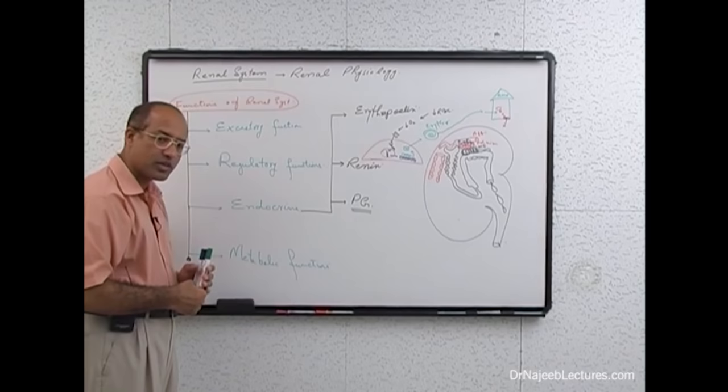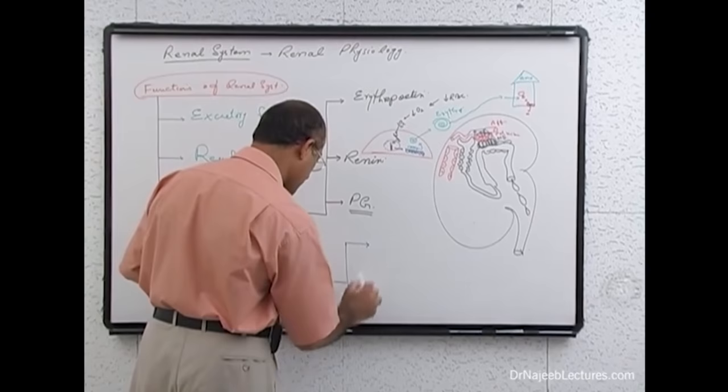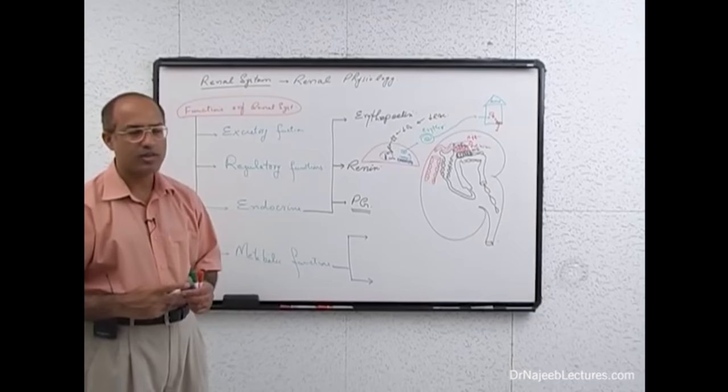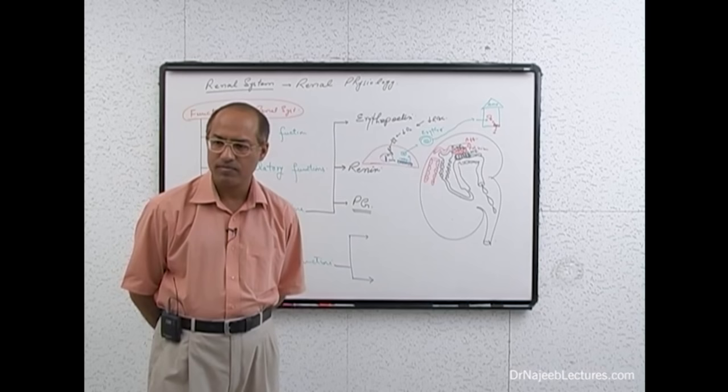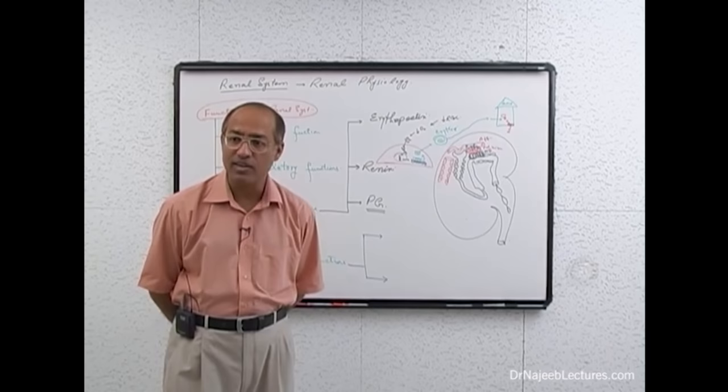Is there any more endocrine function of the kidney? Okay, now we go to the metabolic functions of the kidney. Who is going to tell me some metabolic functions of the kidney? That is the regulatory function. If the kidney deals with acid-base balance, that regulates the acid-base balance. We have discussed it already. What is the metabolic function of the kidney?